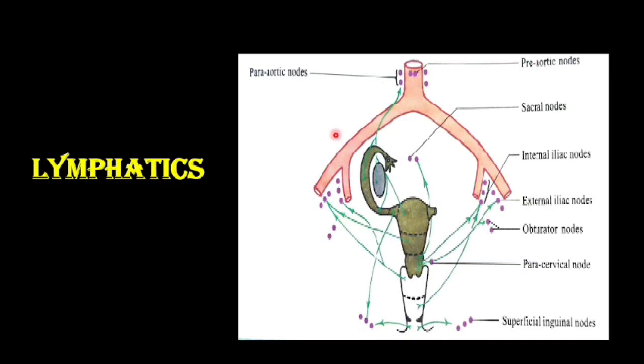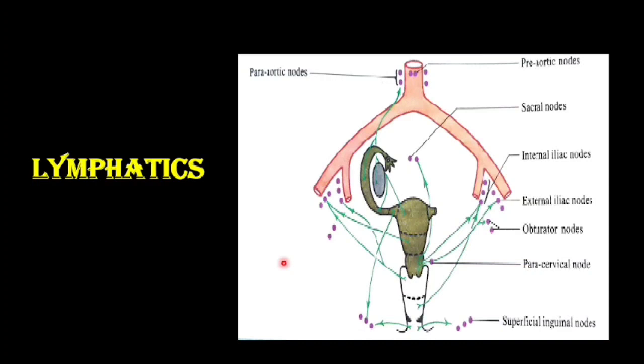So now we'll see the lymphatic drainage of the uterus. The lymph vessels of the uterus form three plexuses, that is the subserous plexus, intermuscular plexus and submucous plexus. We'll now see the lymph vessels arising from the subserous plexus.